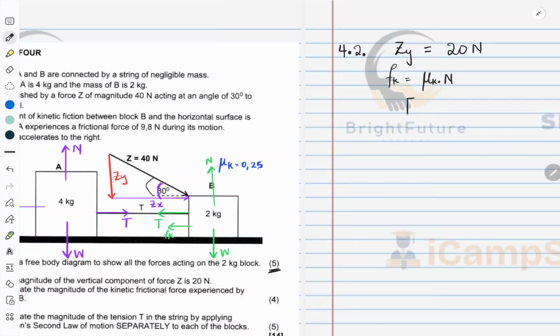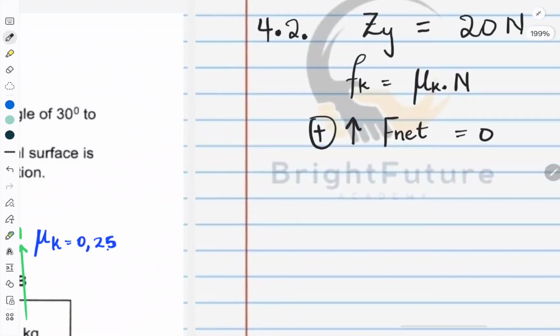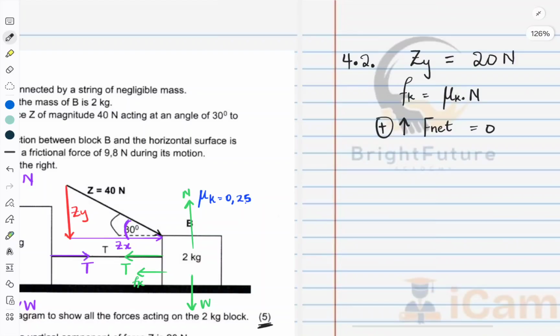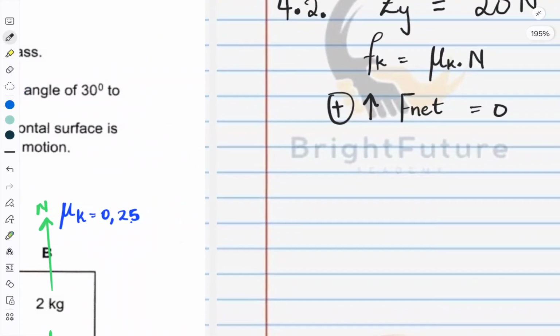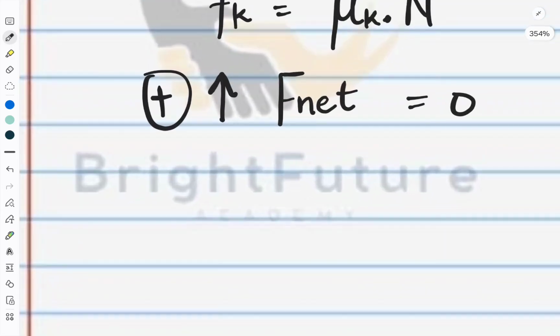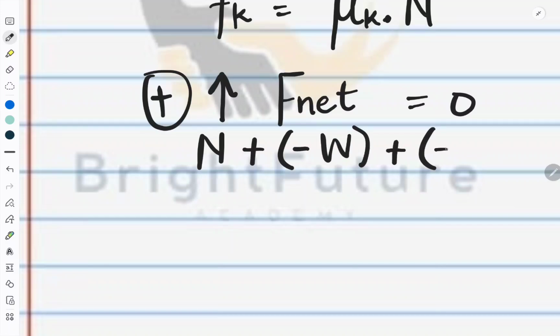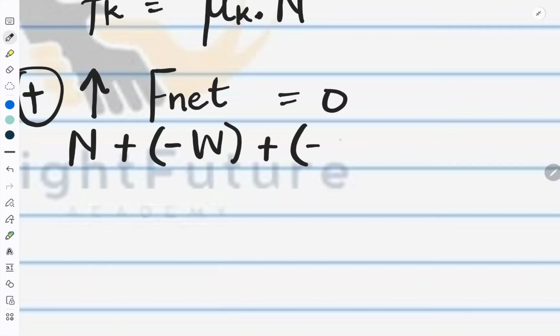You come and say Fnet is equal to naught. The reason is that the block is not moving along the vertical axis, it's only moving horizontally. And you take up as positive. The reason we do that is because n is going up, so we want n to be positive. You could take down, it doesn't matter, but at the end you'd have to multiply by a negative sign, which you don't need. So you'll have n plus minus weight, because weight is going down, plus minus your Zy, because Zy is also going down.